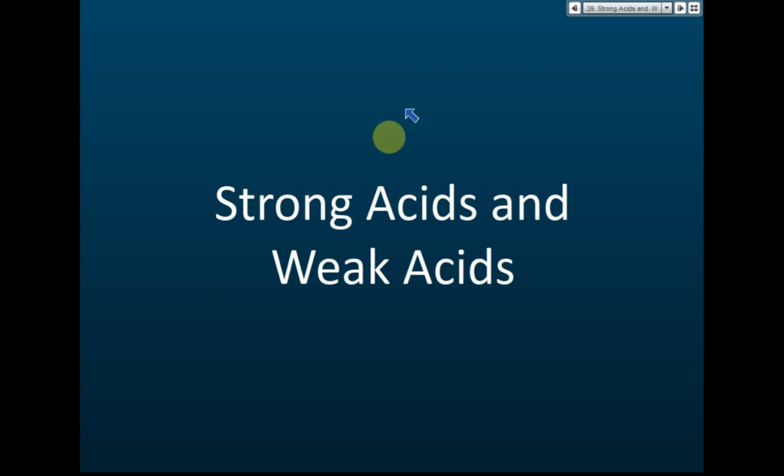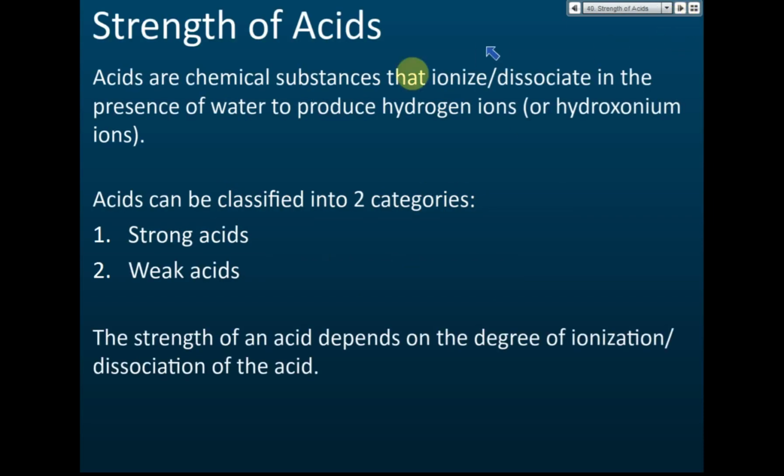Okay, now let's continue with strong acids and weak acids. What does it mean by strong acid and what does it mean by weak acid? Strength of acid. Acids are chemical substances that ionize or dissociate in the presence of water to produce hydrogen ions. All acids, when dissolved in water, will produce hydrogen ions. And the hydrogen ions will react or combine with water to form the hydroxonium ions. This is hydrogen ion. This is hydroxonium ions. So all acids will do this.